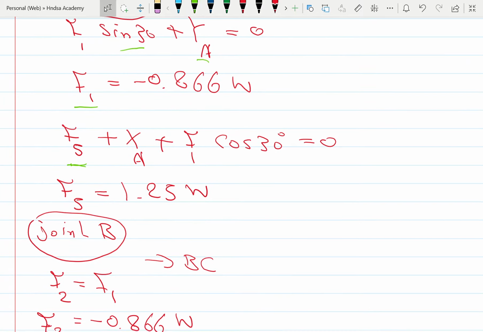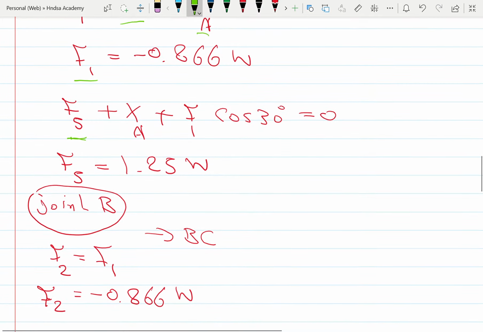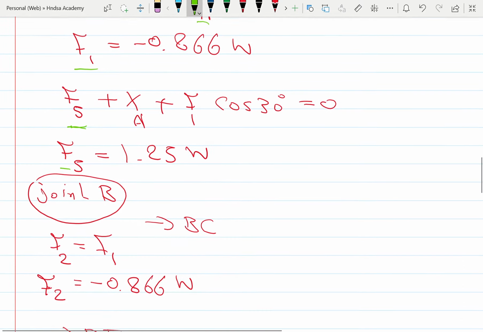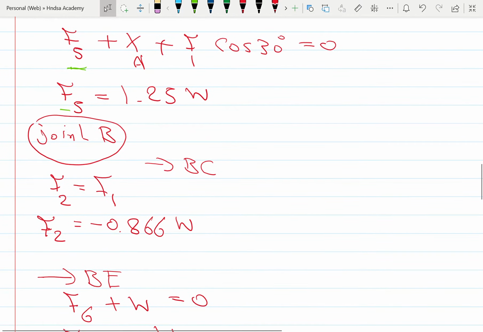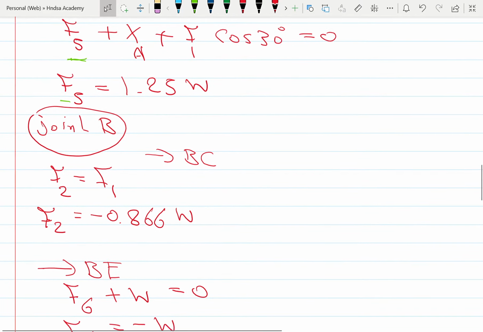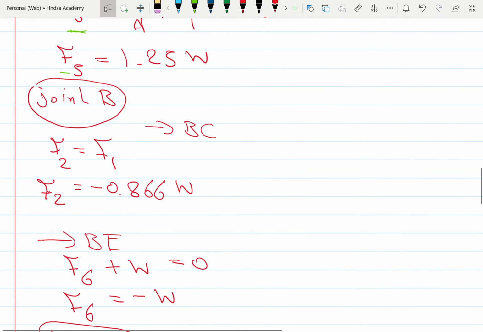So force 5 plus XA, which is the horizontal component of reaction A, plus the horizontal component of member 1, F1 cosine 30, equals 0. That will give us force 5 equal 1.25. So that means it was in tension. Yes, it is in tension. We get it plus, not minus. So the guess was right.